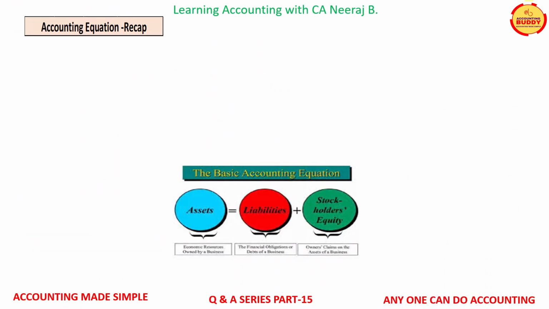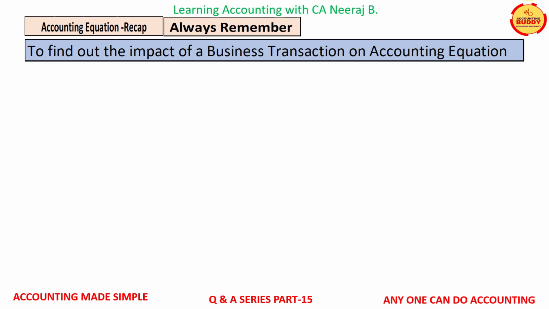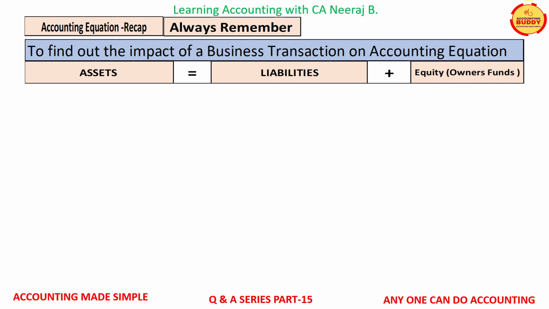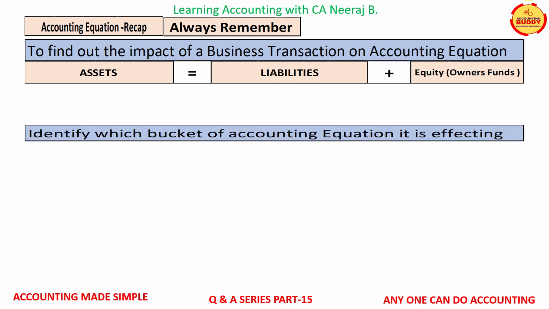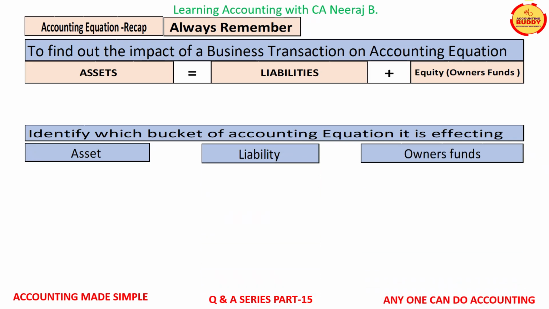Just to repeat and conclude what we have learned in the previous slide, always remember to find out the impact of a business transaction on the accounting equation, identify the bucket of the accounting equation it is affecting. Follow the two-step approach through which we have analyzed and identified four business transaction examples in the previous slides. That is, whether it is affecting the assets or liabilities or equity.